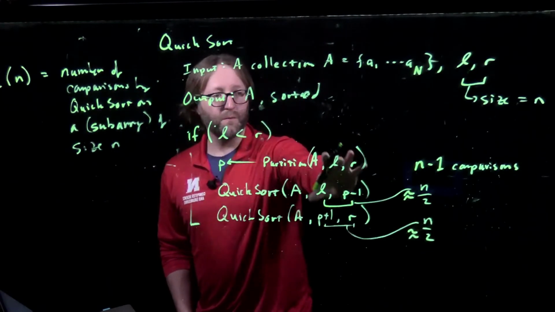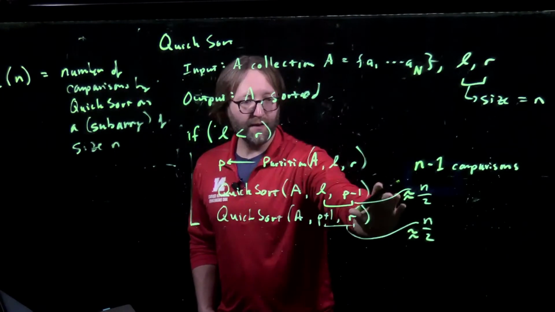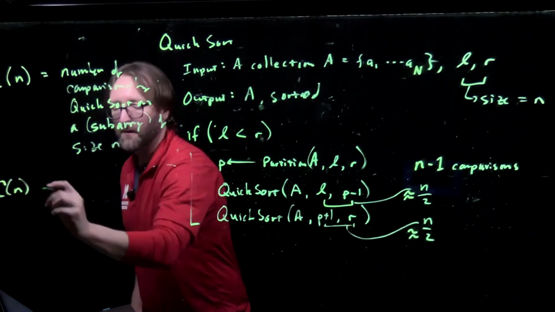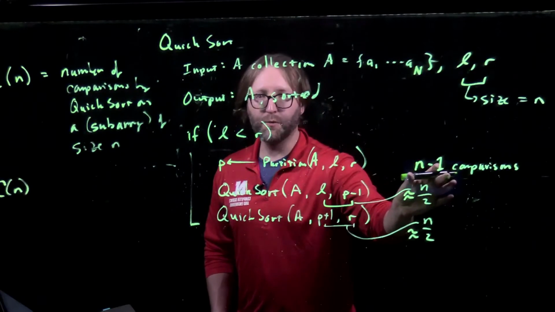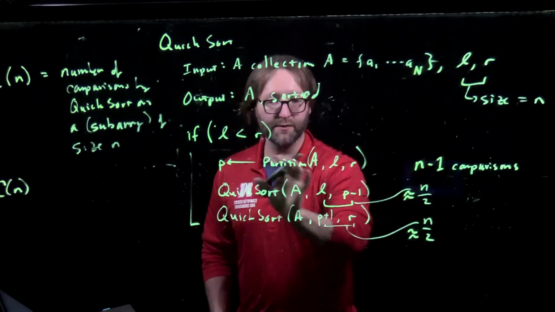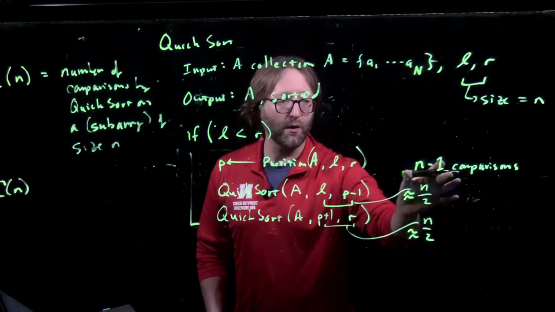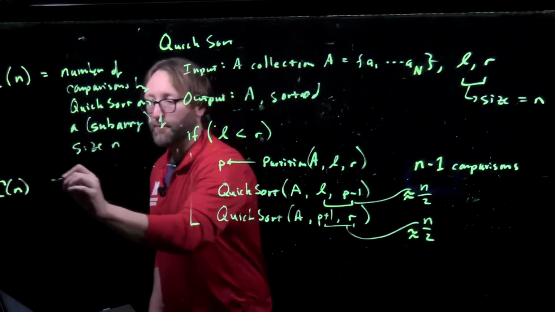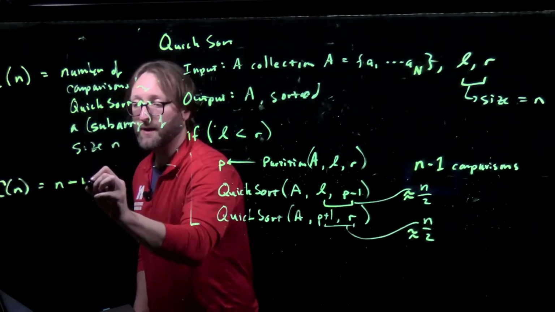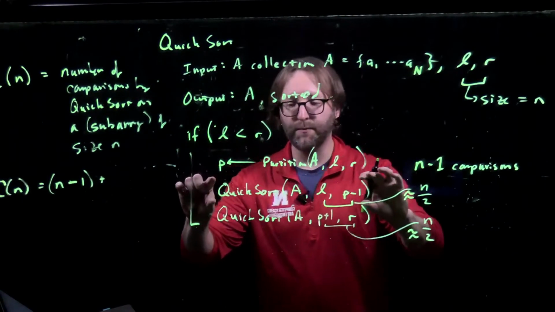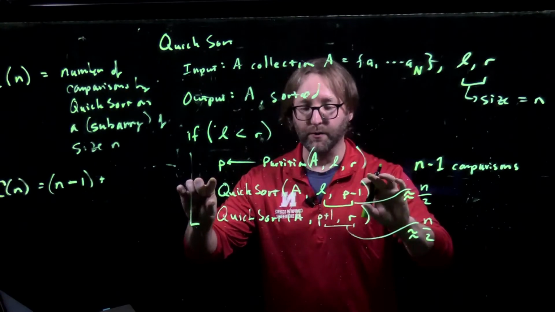Well, we've already analyzed this line, and this line. So let me go ahead and write those down. This line is your non-recursive cost. There's no recursion here at all. This is just another algorithm. This is just another function that you call. So it makes n minus 1 comparisons. Now, how many comparisons are made by this call to Quicksort?